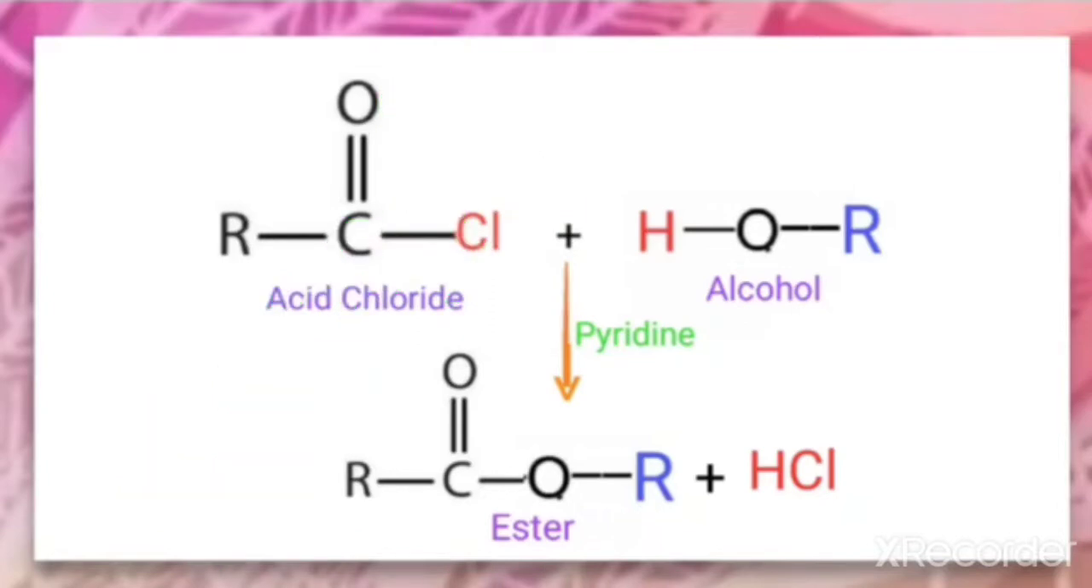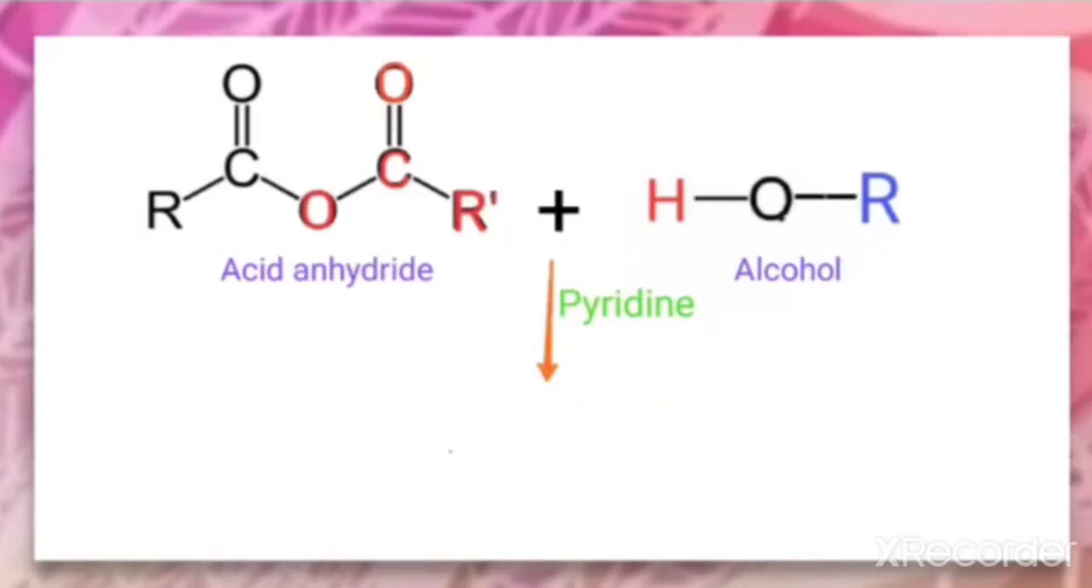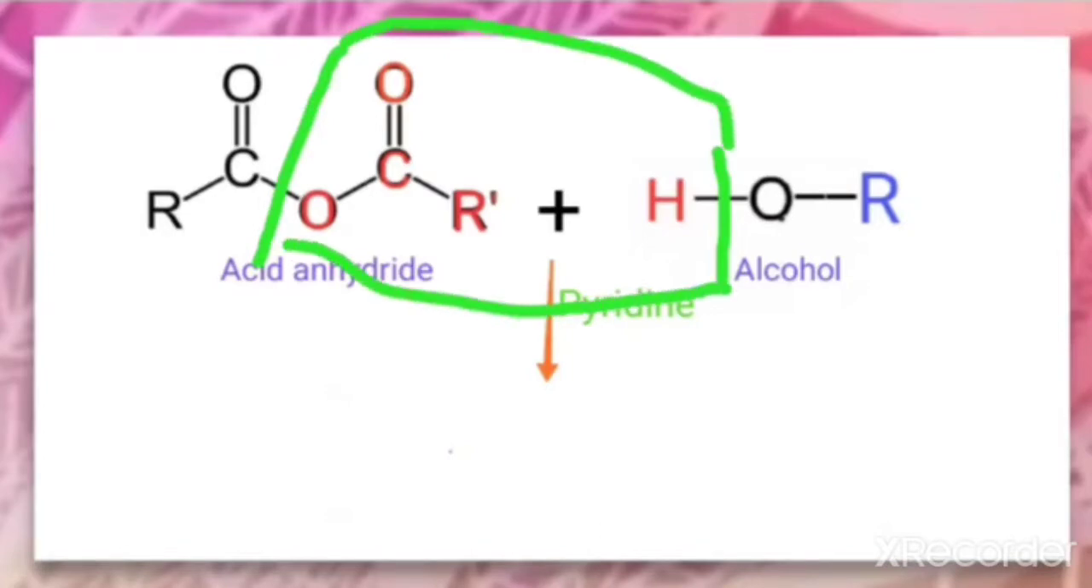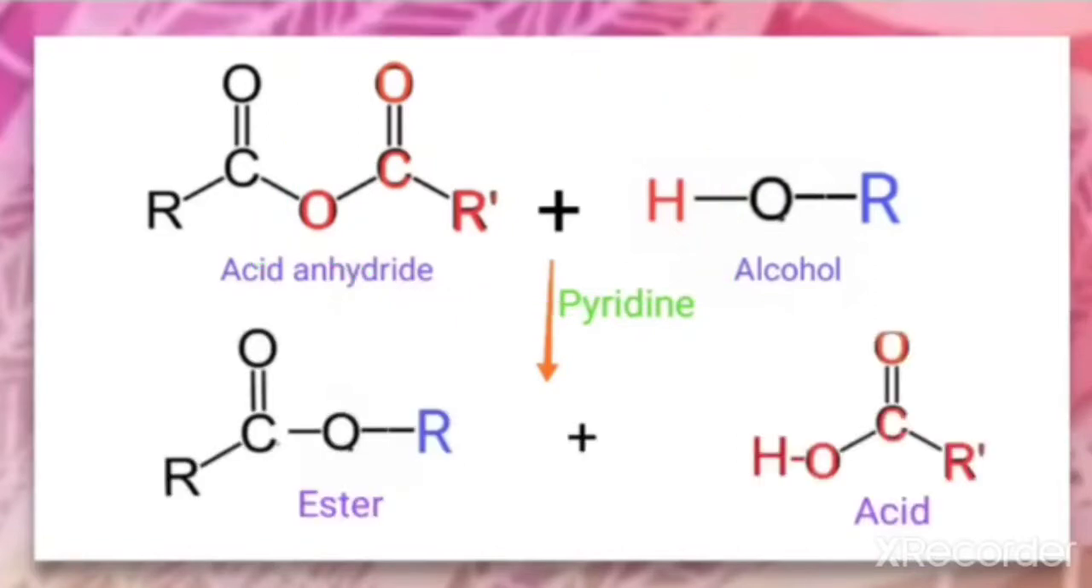Now the next reaction, that is the reaction between acid anhydride and alcohol. Acid anhydride, here also the cleavage takes place, that is the cleavage of the OH bond, and here the bond will cleave in this way. So we will be getting a side product like this. Now make the structure of the product. So you'll get the product like this.